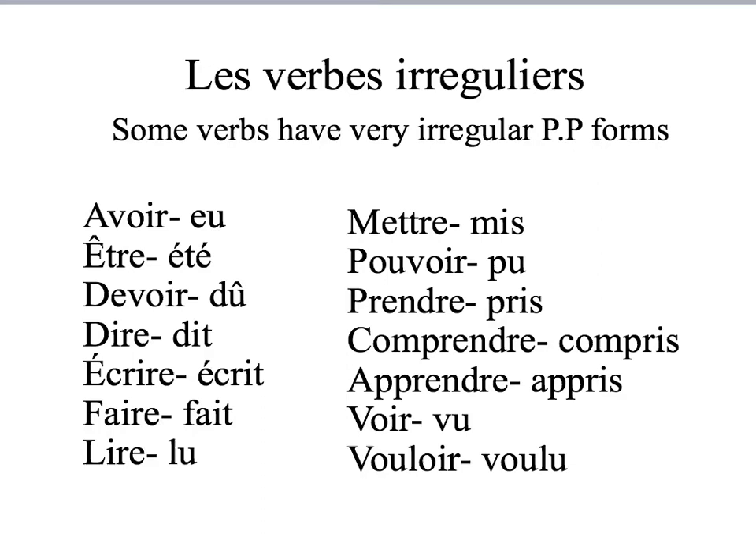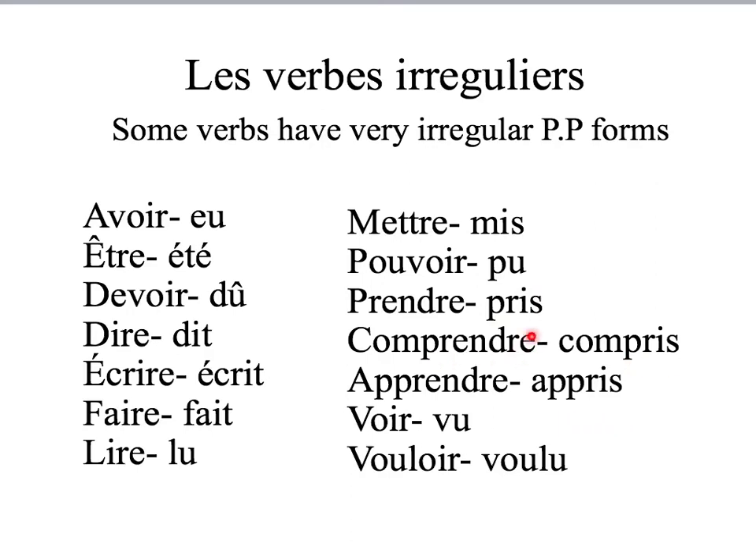However, there are some verbs that have an irregular PP form and don't follow the typical é, i, or u. Now this is the list of irregular verbs that you will be using on a more day-to-day basis. So avoir becomes eu, être becomes été, devoir, dû, dire, dit, écrire, écrit, faire, fait, lire, lu, mettre, mis, pouvoir, pu, prendre, pris, comprendre, compris, apprendre, appris.